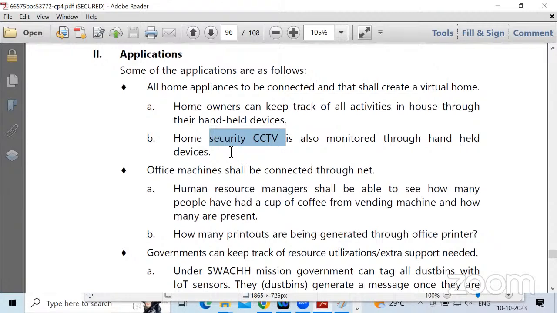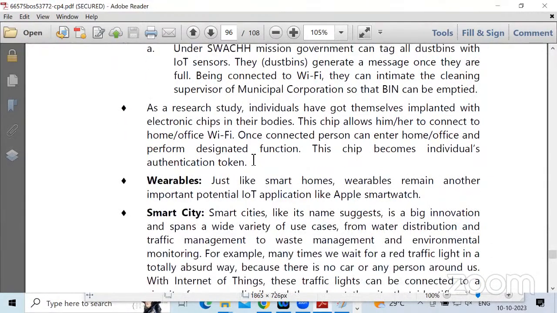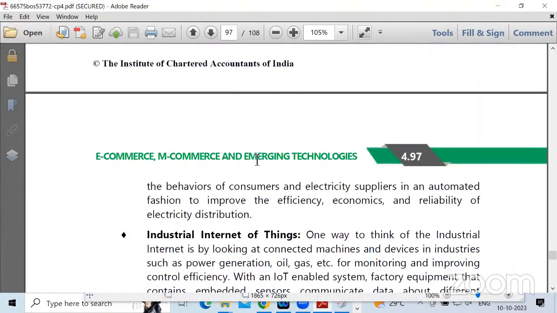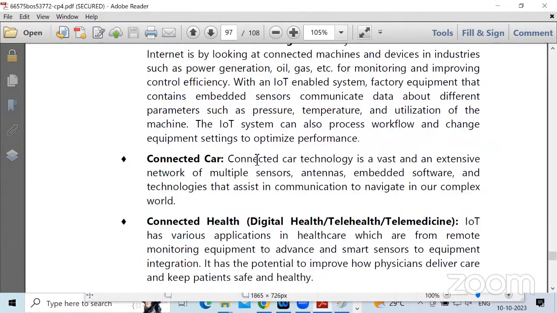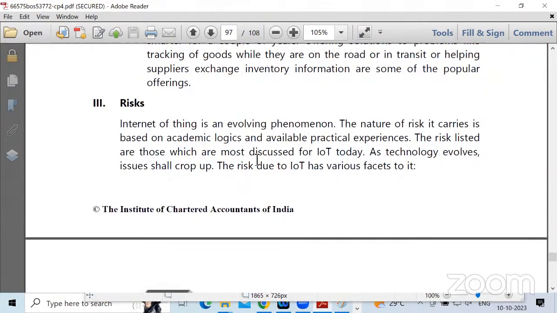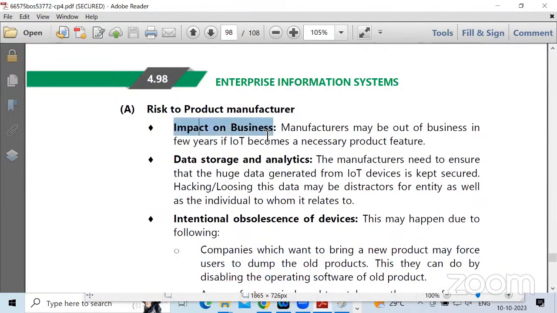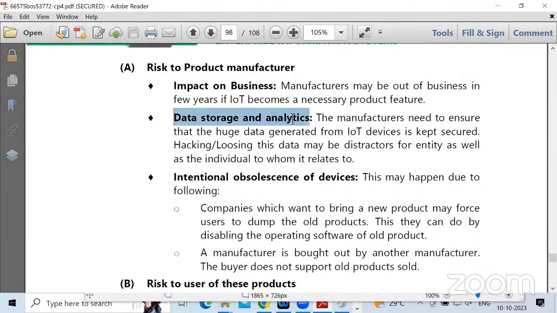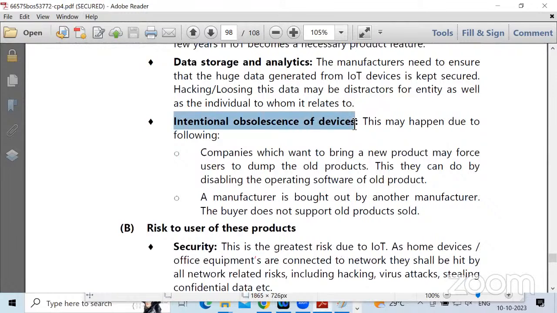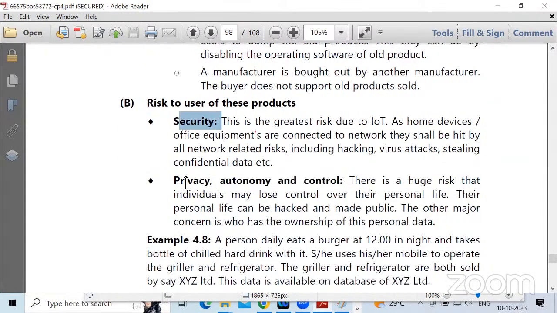This is possible because of Internet of Things. Like that, very many items are there. Just go through that: wearables, smart city, smart car, grids, industrial Internet of Things, connected car, connected health, smart retail, smart supply chain, all are connected. Then risk to product manufacturer, like impact of business. When Internet of Things is introduced, old things will be removed. Data storage and analytics, as well as intentional obsolescence of device. Obsolescence means going outdated.